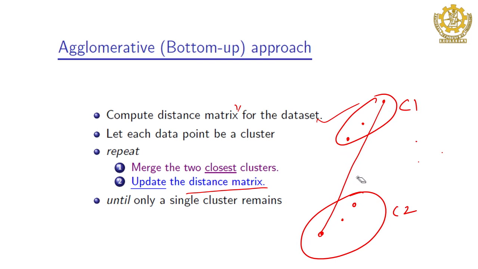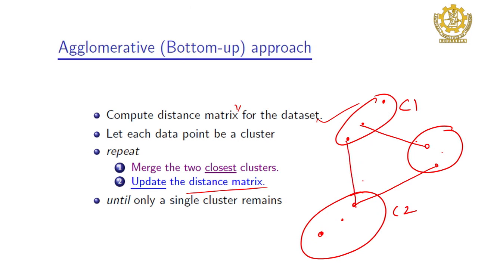Now, you have another cluster here. From here the minimum distance will be here, and let us say the minimum distance will be here. We are considering single linkage. Let us say this distance is 2, this distance is 1, and this distance is 3. Now, you have to merge the 2 clusters. Which one will be merged? C1 and C3, because this distance is minimum.